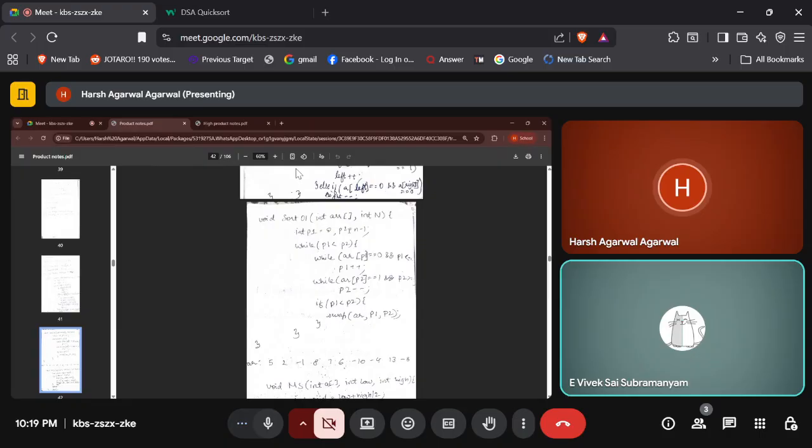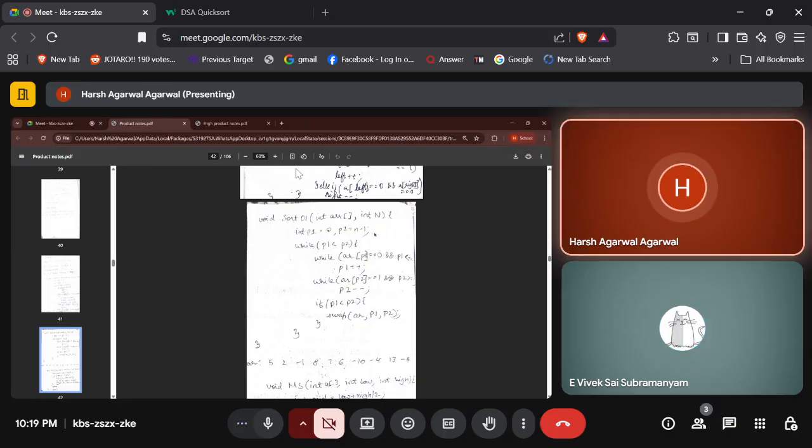We'll increase the left until we reach a one. We are starting from left and right, then we'll keep increasing and decreasing. Whenever the left pointer encounters a one, it will stop, and whenever the right pointer encounters a zero, it will stop.